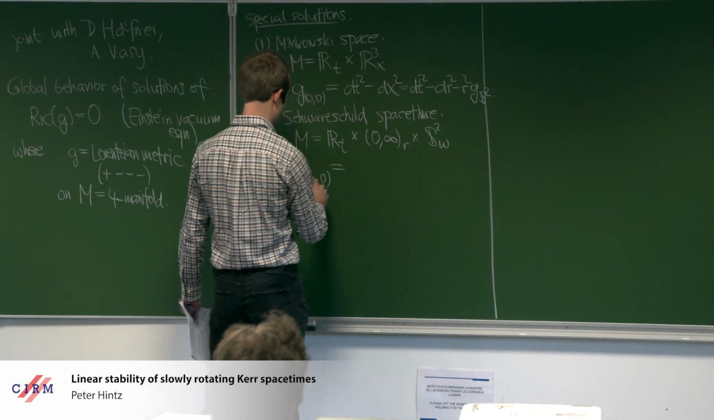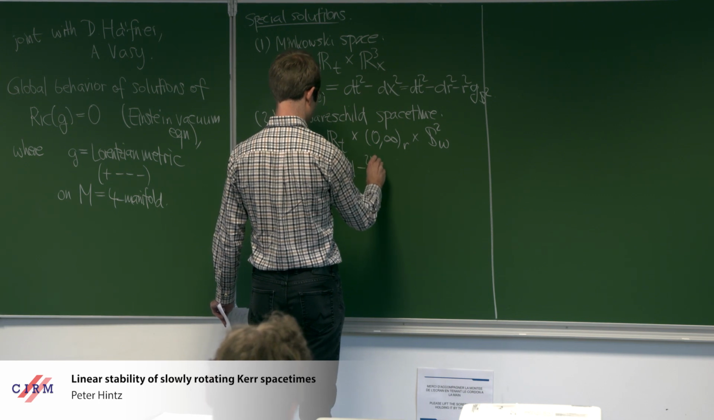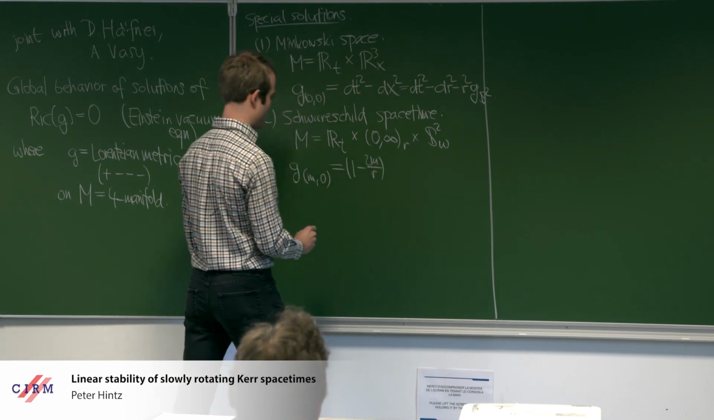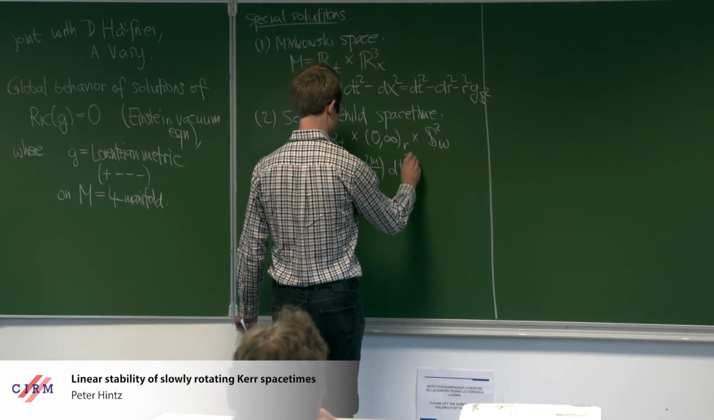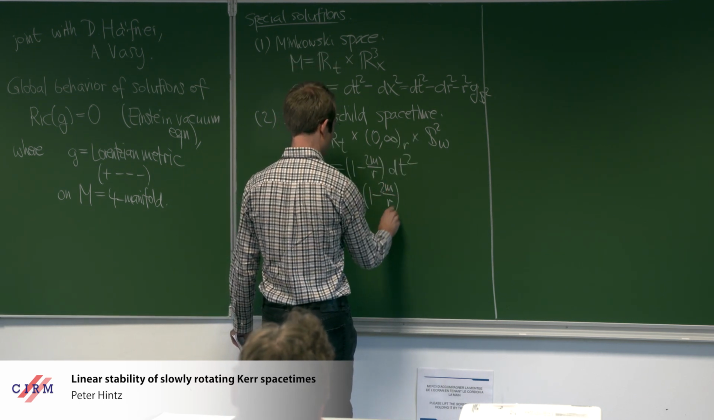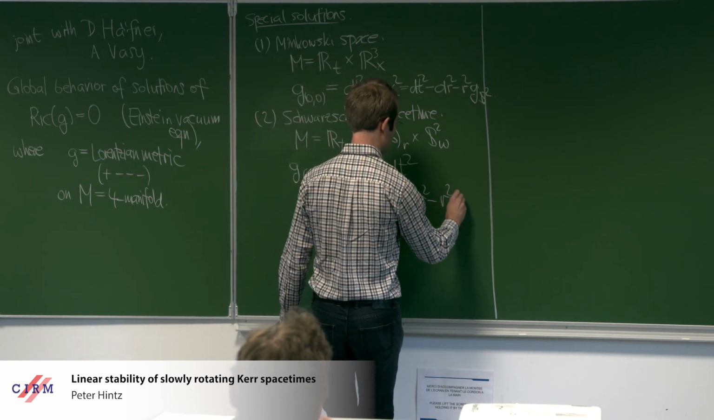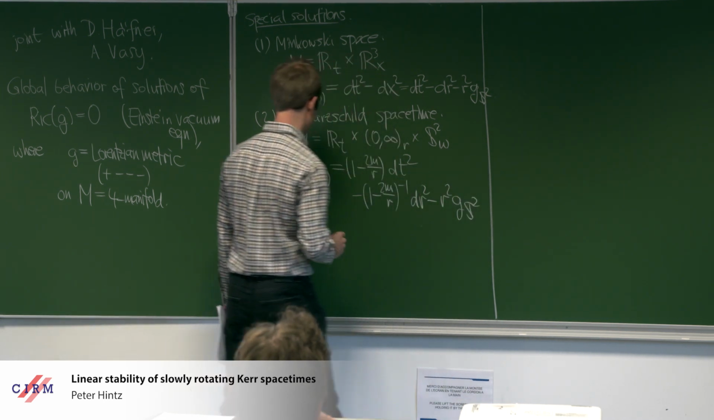So it depends on a parameter little m. And you can also write it down explicitly. Let me just do that. So it's 1 minus 2m over r dt squared minus 1 minus 2m over r reciprocal dr squared minus, again, r squared times the round 2-sphere metric.